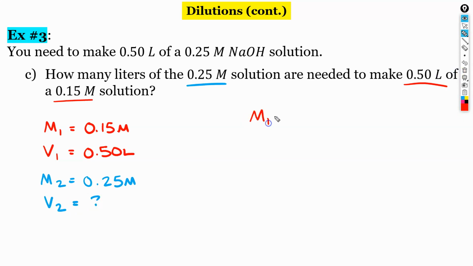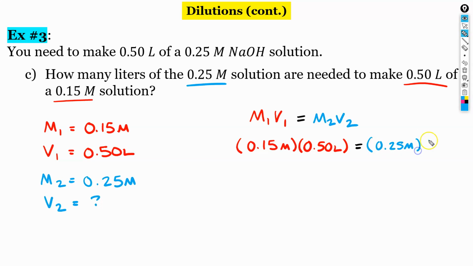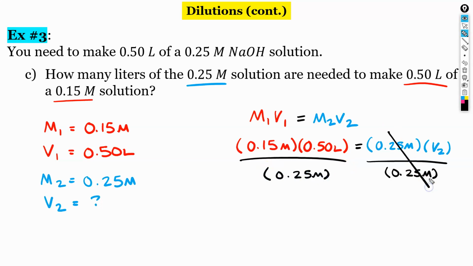So our molarity equation is M1V1, or our dilutions equation, I should say, M2V2. So let's plug in what we've got. 0.15 molar, 0.50 liters is equal to M2, 0.25 molar, V2. We want to get V2 by itself, so just like the other examples, we'll divide both sides by 0.25 molar. V2 will be, after we do our sig figs, 0.30 liters. And that is how you do dilutions.